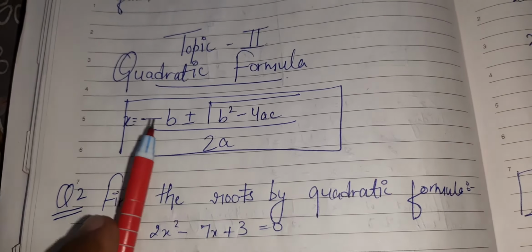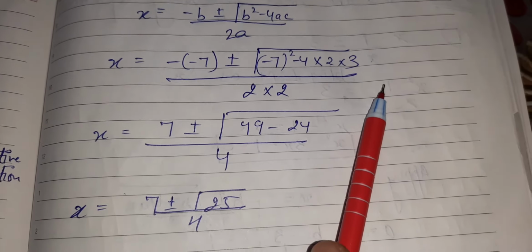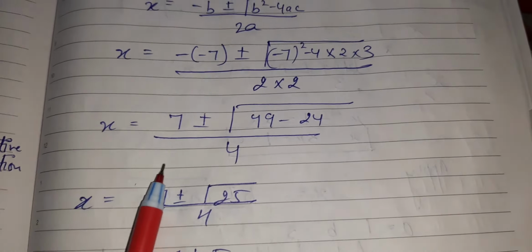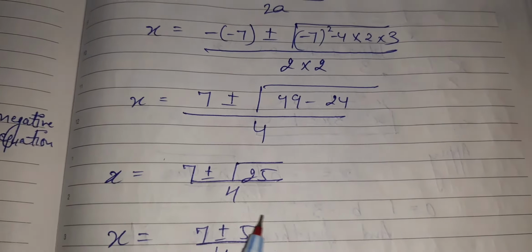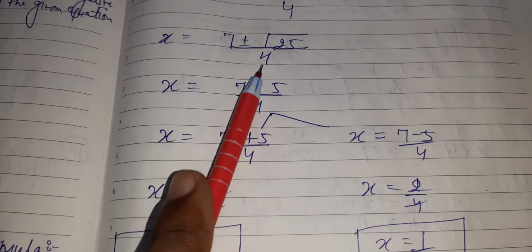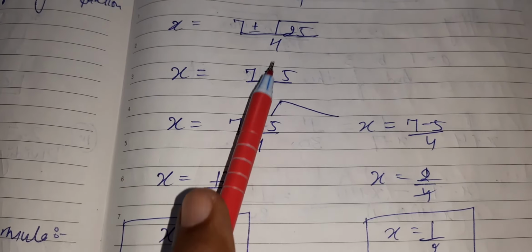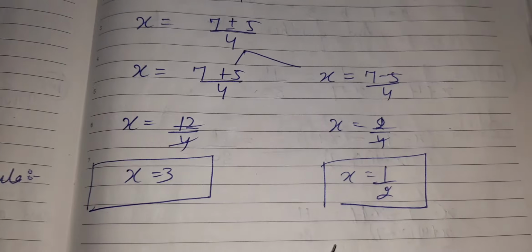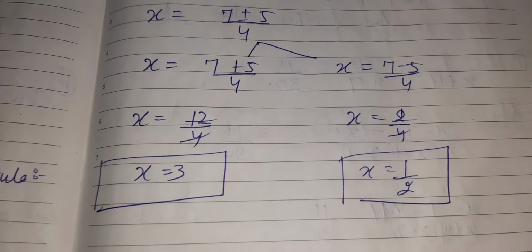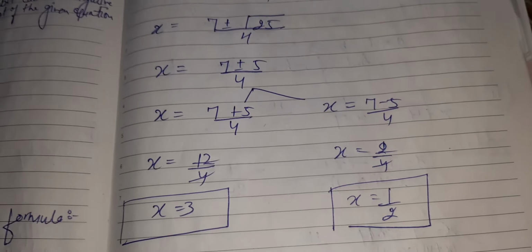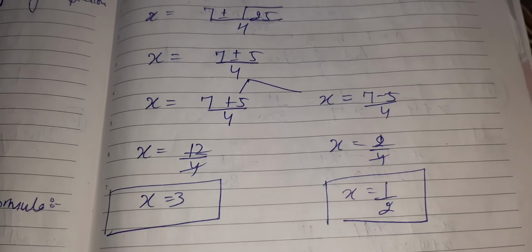2x square minus 7x plus 3. a is equal to 2, b is equal to minus 7, c is equal to 3. Formula is here. Put the values of a, b, c. Minus 7, minus sign is always with b. Plus minus under root minus 7 whole square minus 4ac, 4 into 2 into 3. Minus minus plus, plus minus under root 49 minus 24, 25. 7 plus 5, under root 25 is 5, 7 plus 5 is 12. One time positive, one time negative. The answers are the same. We solved this question by completing the square method also, and now by quadratic formula also. Answers will remain same. Got it?